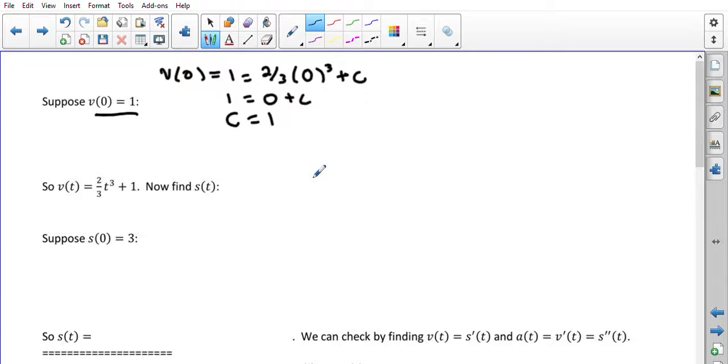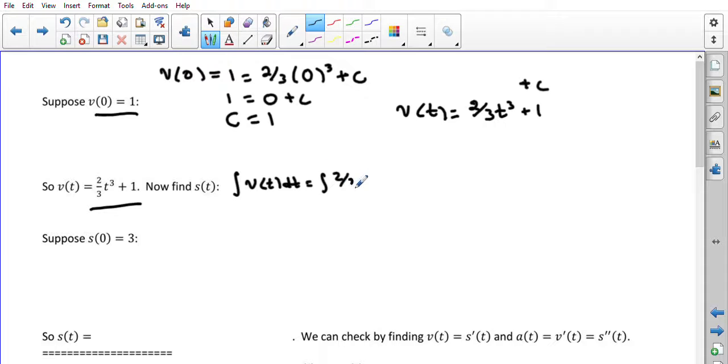So our velocity function should be 2/3 t cubed plus 1. This was our plus c from the antiderivative. So we know that this is our function. Now we're going to find s of t. So we're going to integrate our velocity, which is the integral of 2/3 t cubed plus 1 dt. That gives us 1/6 t to the 4th plus t, and now we get another plus c here. Technically we should use a different letter here because we already found out c is equal to 1, but this is okay.